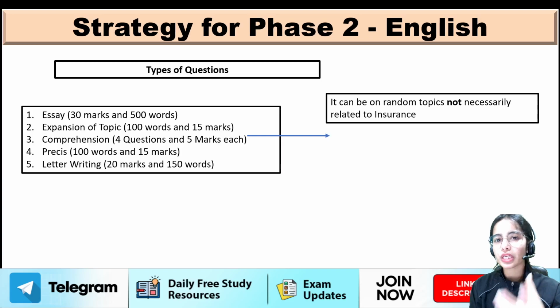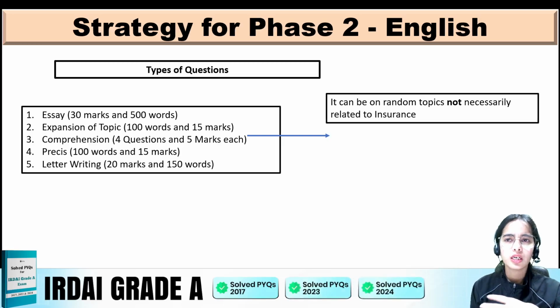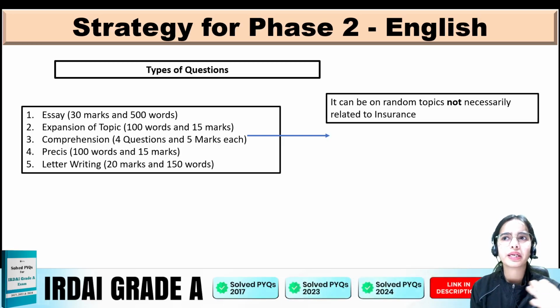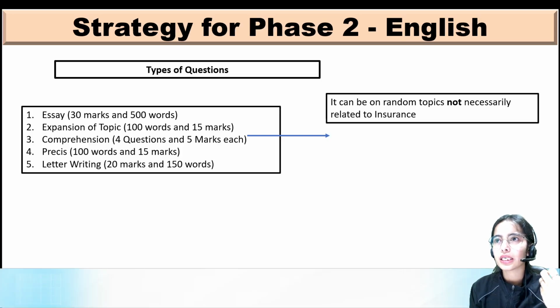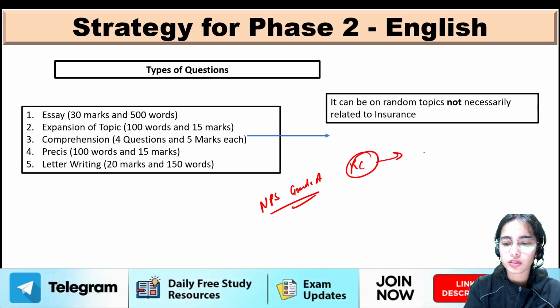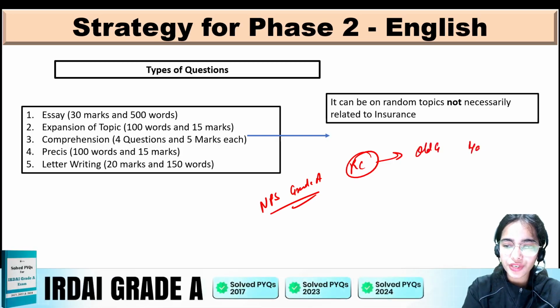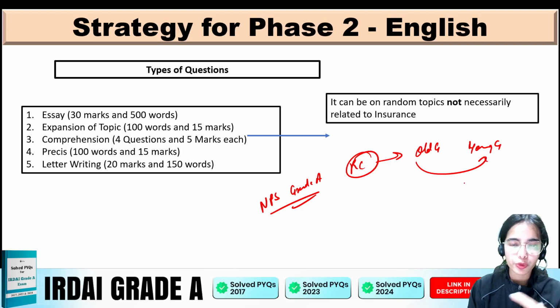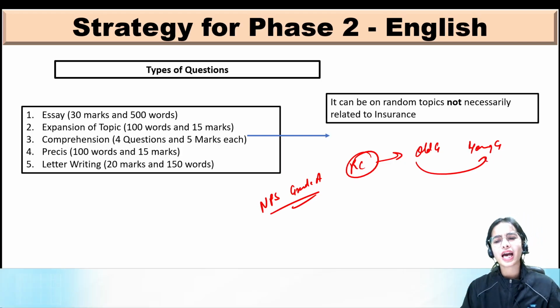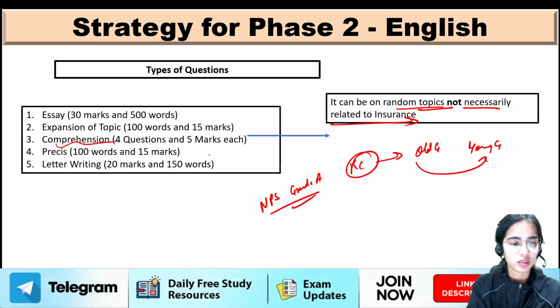Coming to comprehension, so reading comprehension will be given to you, and the reading comprehension can be on any topic. It can be on a generic topic, social issues, or technology. In the recent NPS grade A examination, there was a reading comprehension on the old generation and the young generation, the difference in their thought process and such. So the reading comprehension can be from any generic topic. It can be any random topic, not necessarily related to insurance. So the reading comprehension can be there.